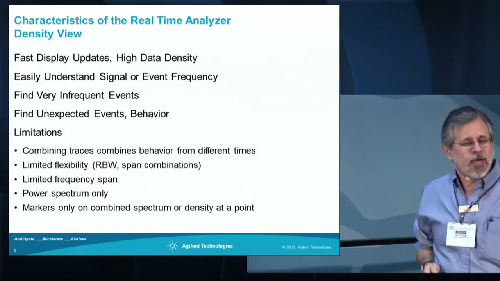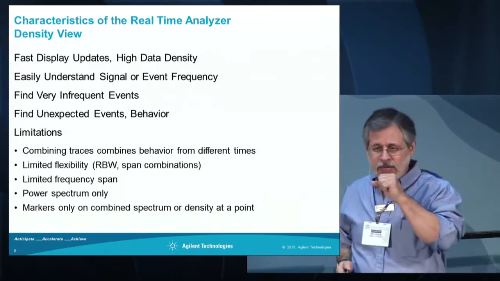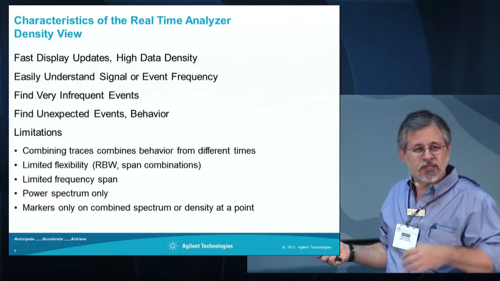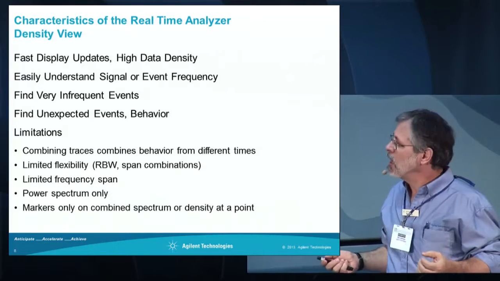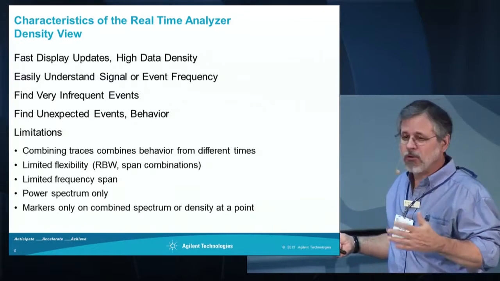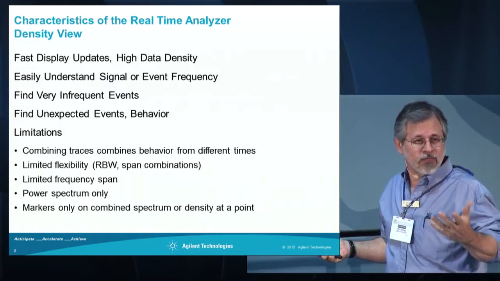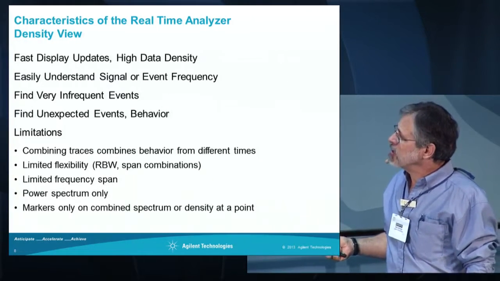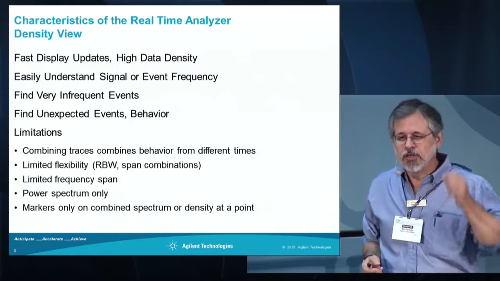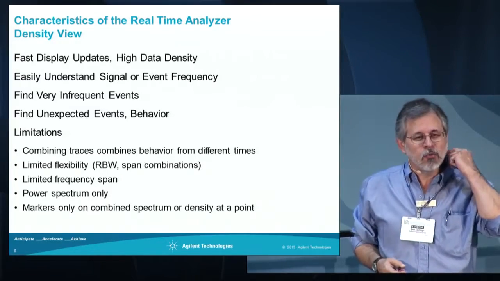So the real-time analyzer views do have a number of really significant advantages, especially for agile and elusive signals. They're fast display updates. They'll give you a lot of data very, very quickly because they calculate so many spectra per second. They allow you to understand the signal or event frequency, or how often things happen, or the timing of that. Especially useful in finding infrequent events or unexpected ones, the kinds of things that as an engineer keep you awake at night. They're really good at giving you some confidence that if something happened in a particular frequency band, you'll see that, no matter how rare it was.